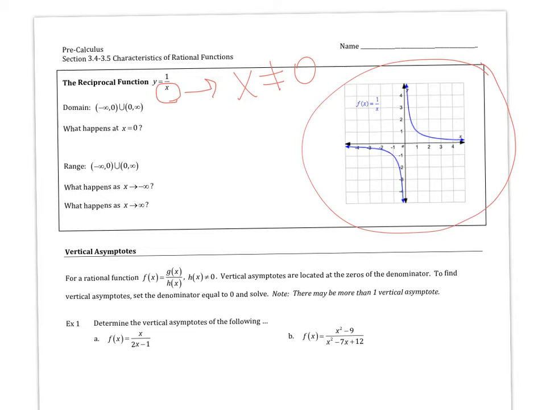So at x equals 0, what we have is this nice vertical asymptote, because x can be anything to the left of it and anything to the right of it, but it cannot equal 0. So we say that we have a vertical asymptote at x equals 0. And then the range of our function goes from negative infinity to 0, and then again from 0 to infinity. So we also have this nice horizontal asymptote at y equals 0.